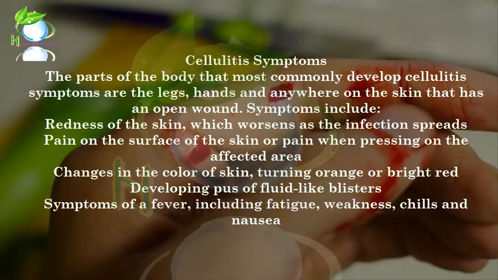Cellulitis symptoms. The parts of the body that most commonly develop cellulitis symptoms are the legs, hands and anywhere on the skin that has an open wound. Symptoms include redness of the skin, which worsens as the infection spreads, pain on the surface of the skin or pain when pressing on the affected area, changes in the color of skin, turning orange or bright red, developing puffs of fluid like blisters. Symptoms of a fever, including fatigue, weakness, chills and nausea.